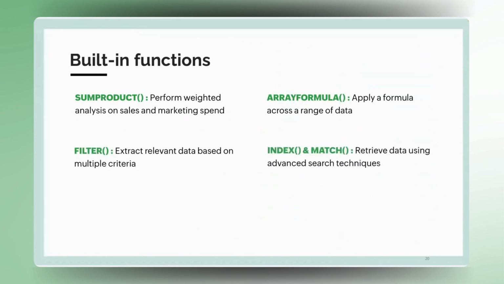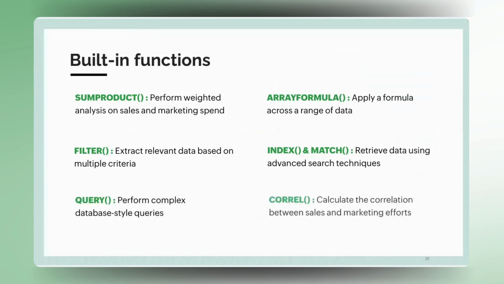You also have the INDEX and MATCH functions. These are advanced search tools that allow you to retrieve data based on specific conditions, much more flexible than a simple VLOOKUP. You have the QUERY function. Think of this as your go-to for database style queries right inside Zoho Sheet, perfect for complex data retrievals. You also have the CORREL function, and it helps you calculate the correlation between two sets of data, like comparing sales numbers with marketing efforts to see how they align. And it's over to Rohit for an example on how to use some of these functions.